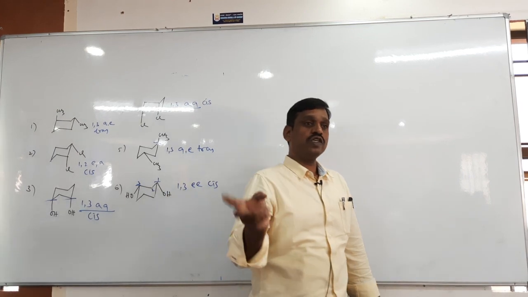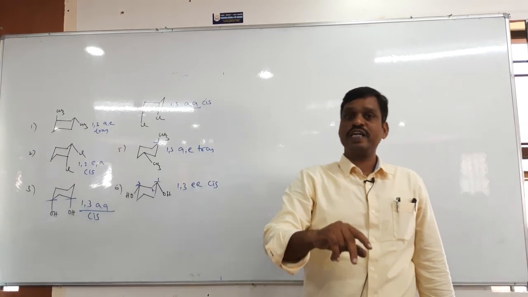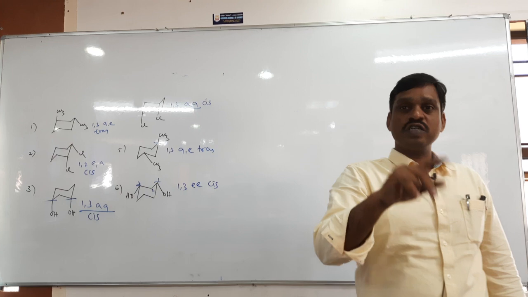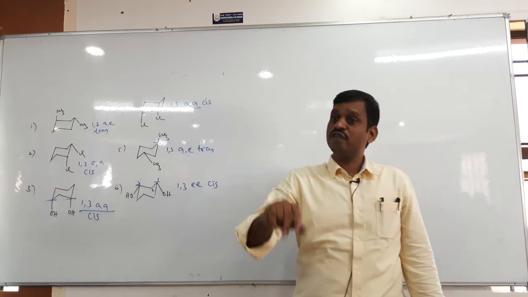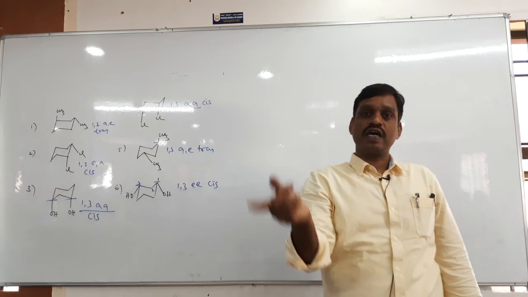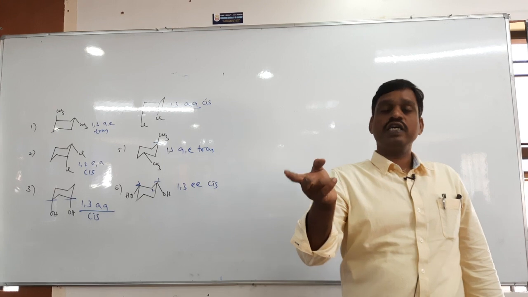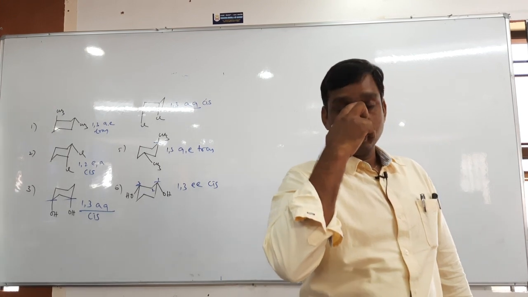stereoisomerism. Stereoisomerism is further classified into 2 types: conformational and configurational. First we have studied configurational isomers. Okay. So what is configuration? The spatial arrangement of atoms or groups around the symmetric carbon is called configuration. Right.